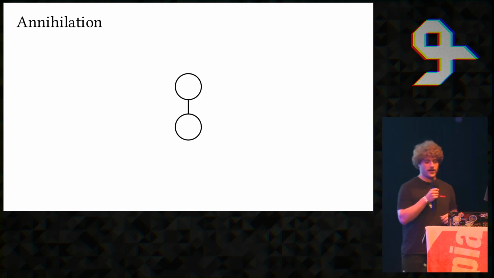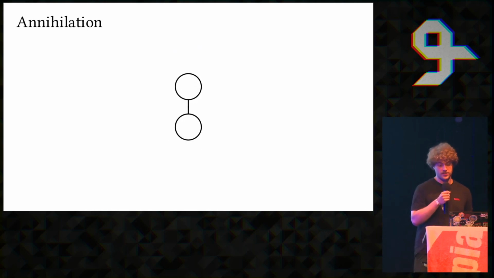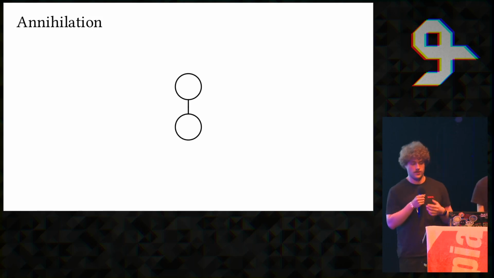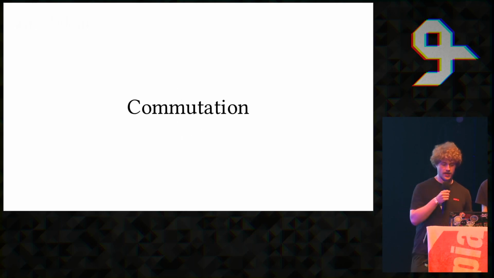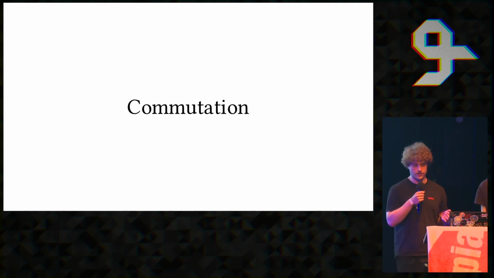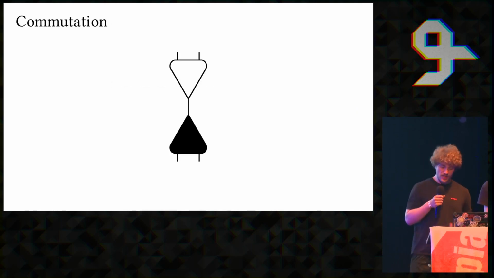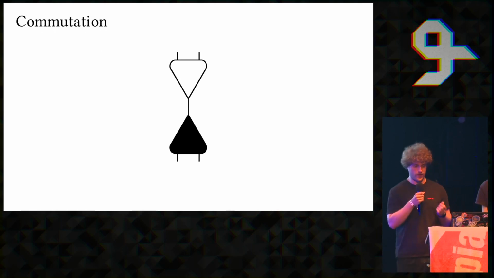We can also define annihilation for agents with 0 auxiliary ports, also the eraser. And whenever 2 erasers interact with each other, they just cancel each other out and produce nothing. The second type of interaction is commutation. So commutation happens whenever 2 agents of different types interact with each other.